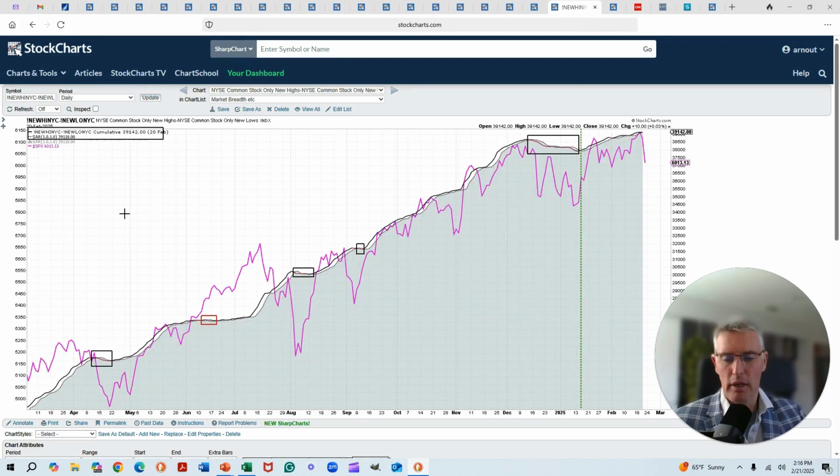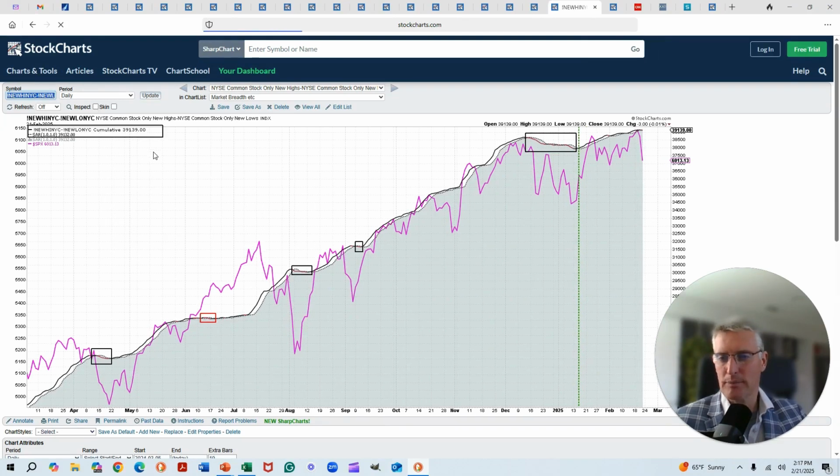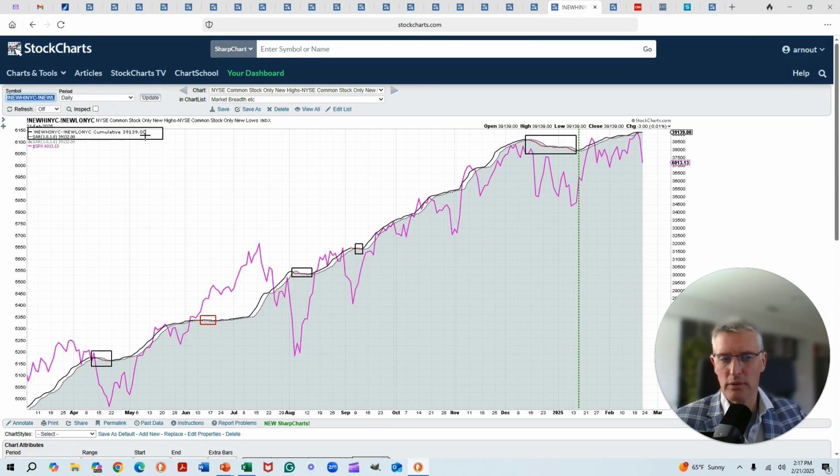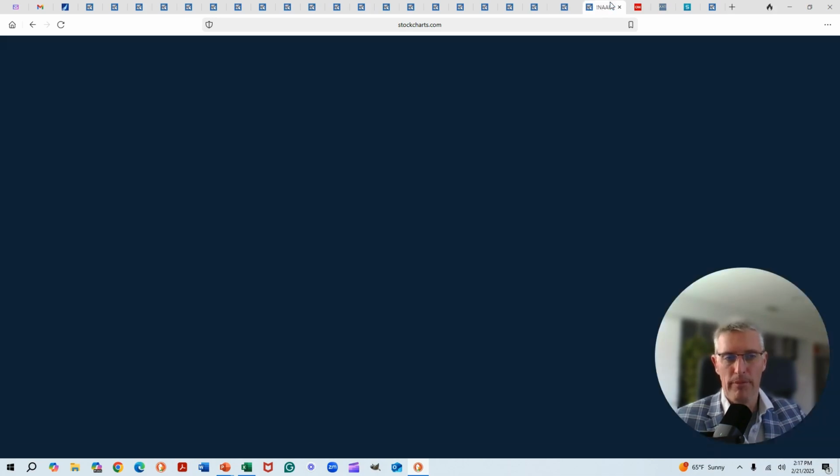How we're doing for our intermediate term, still in an uptrend. We have the cumulative reading still a little bit above the uptrend line, but not by much. Okay, so this one can soon switch to sell as well.